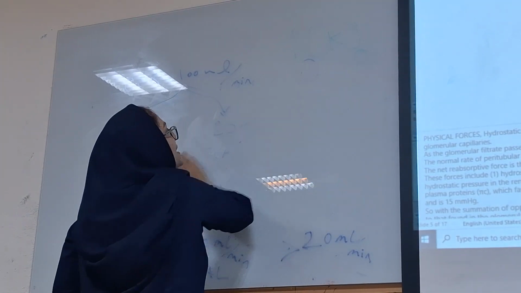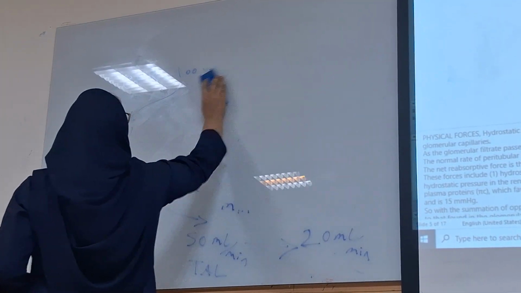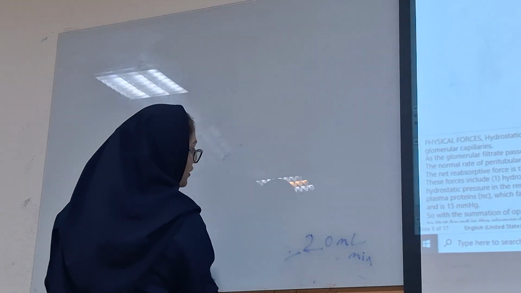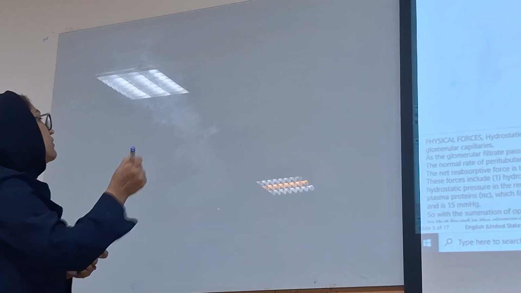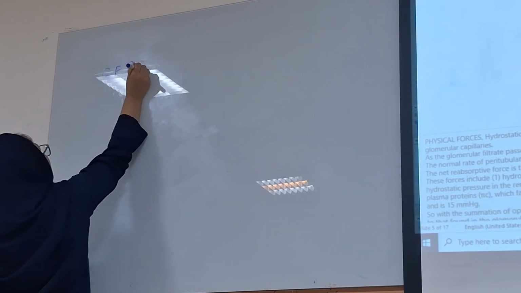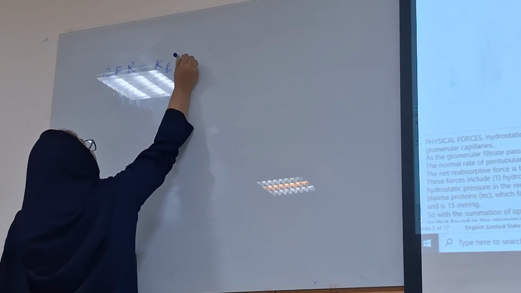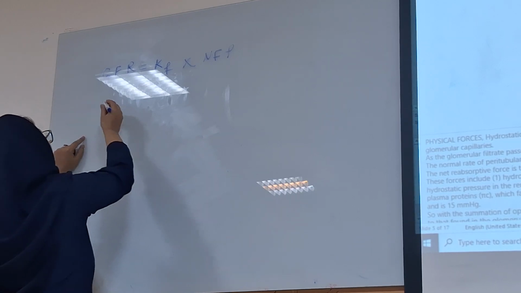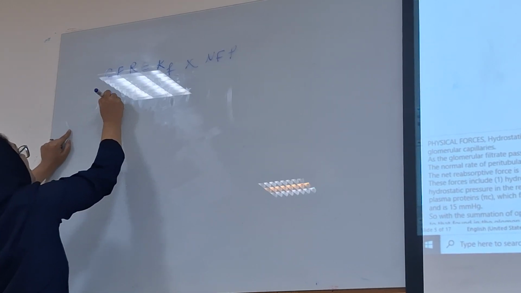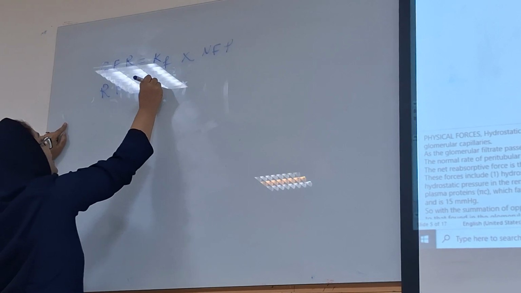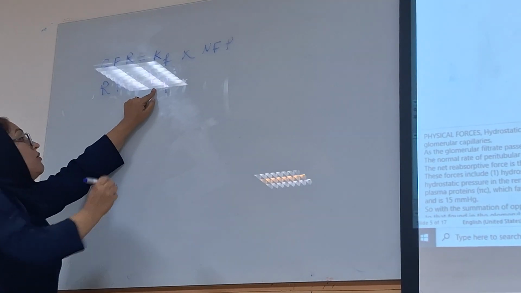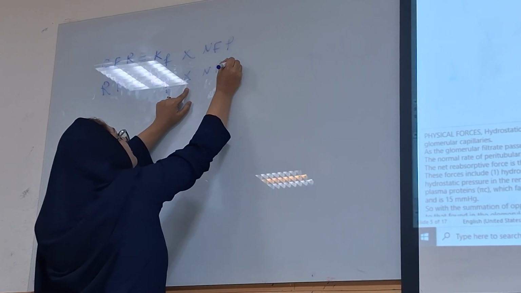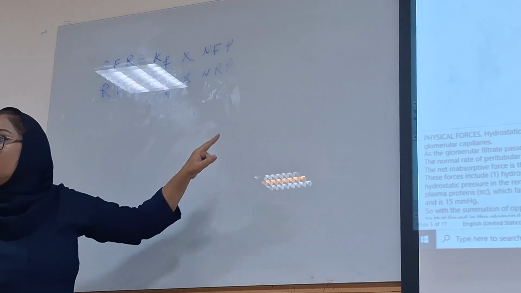Do you remember net filtration pressure in GFR? Yes. GFR is 125. GFR equals KF multiplied by net filtration pressure. Do you remember? Reabsorption rate is again KF multiplied by net reabsorption pressure.